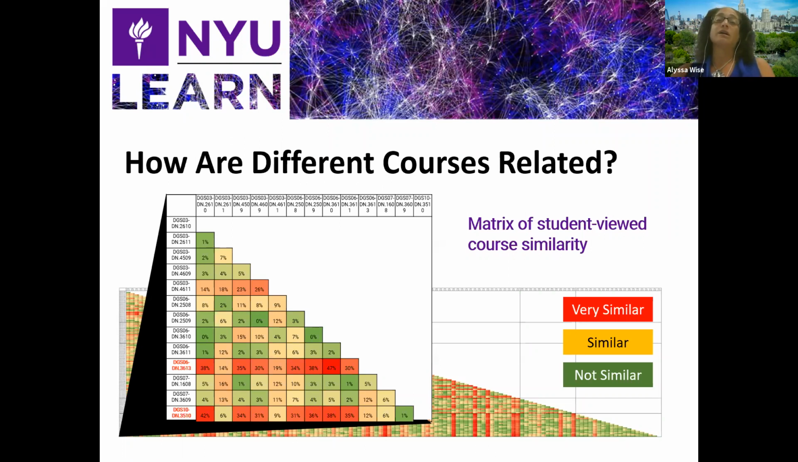This is another example of how context matters and how this gives us a starting point, but we need to dive in and not just see if the students see the courses as similar, but how. They might see them as similar because they're both very hard, or it could be because there's overlap in the material, which offers an opportunity for restructuring.